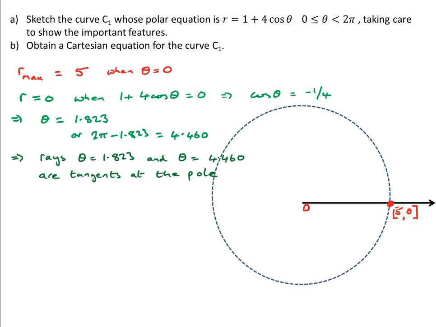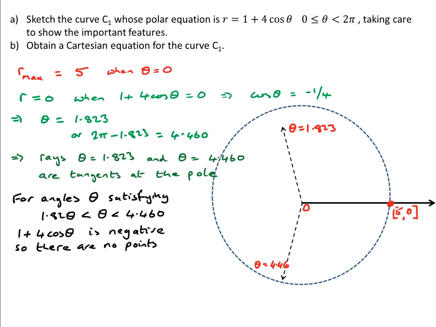What's more, it means that the rays or half lines, theta equals 1.823 and theta equals 4.46, are going to be tangents at the pole. So we'll dot those in as well. So there's theta equals 1.823, there's theta equals 4.46 radians. And for angles between 1.823 and 4.46, 1 plus 4 cos theta is going to be negative, so there aren't going to be any points on our curve.